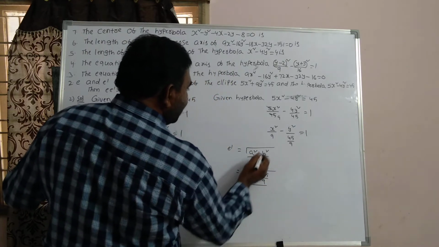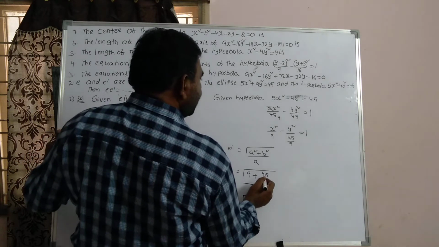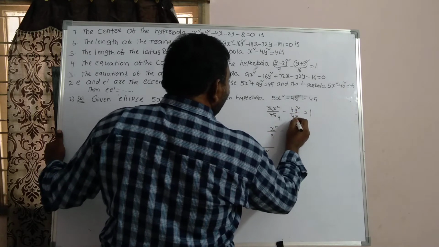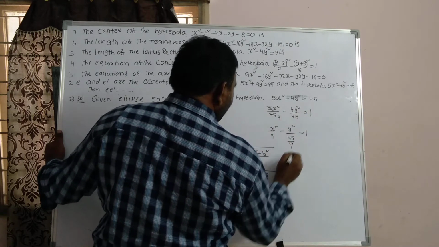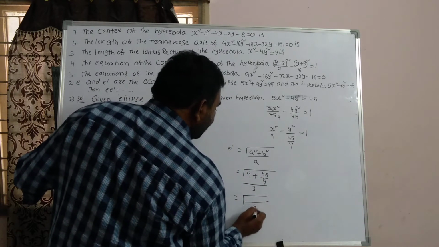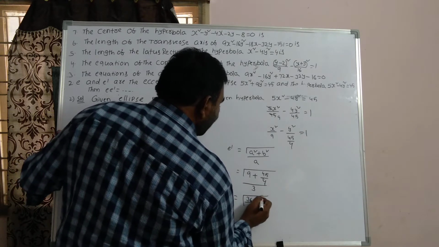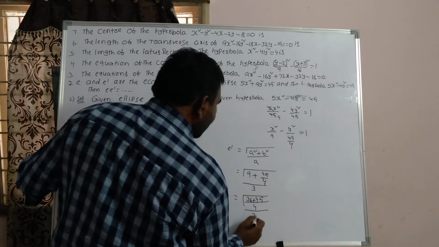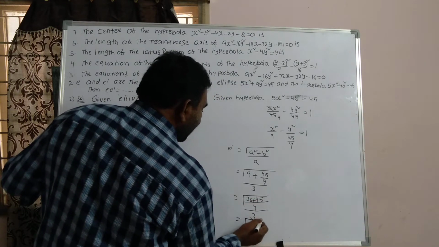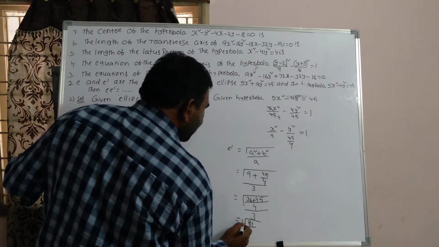A value here 3. So here one time also here y square by 4, so here take LCM 4. 9 4s are 36 plus 45 by 3. So we get here 36 plus 45, 81. 81 by 4 into 1 by 3.